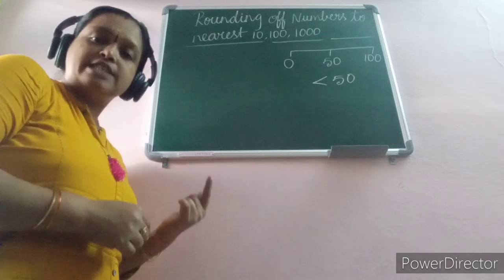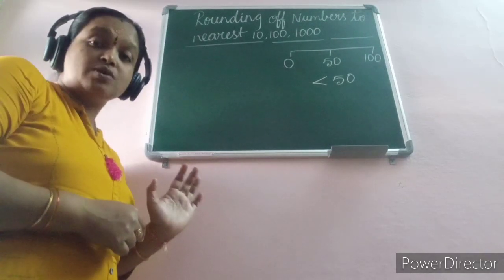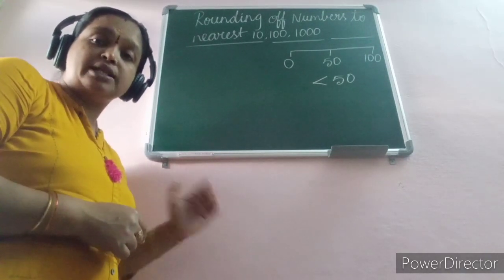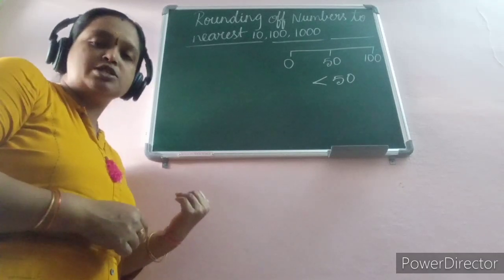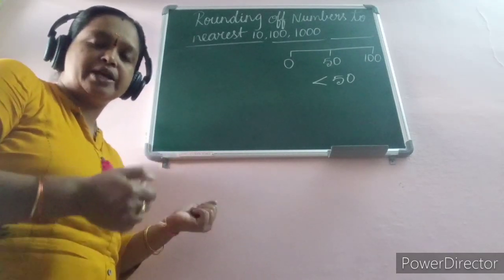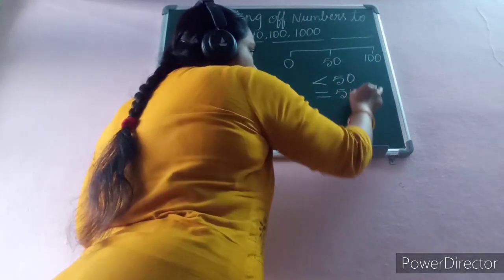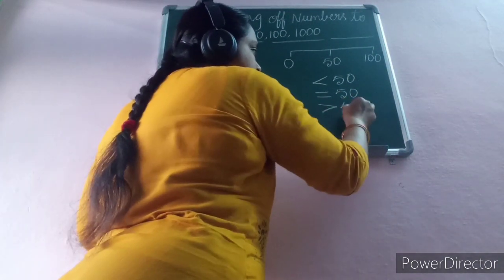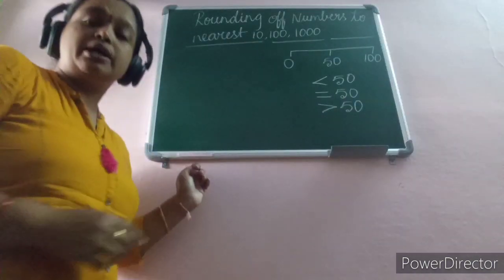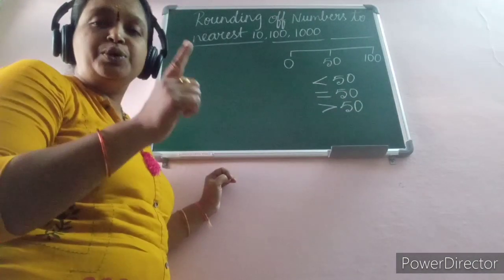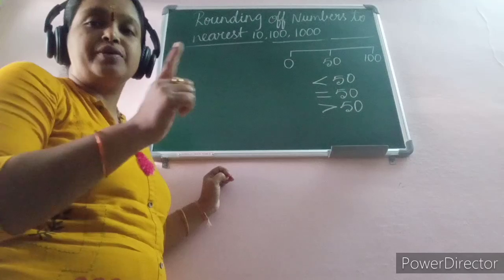So if it is less than 50, our work is so simple and easy. Whatever the numbers are there in the hundreds place or thousands place, the same digits we are going to carry down. Suppose if it is exactly equal to 50 or greater than 50, then you should remember, compulsory you should add 1 to the digit in the hundreds place.